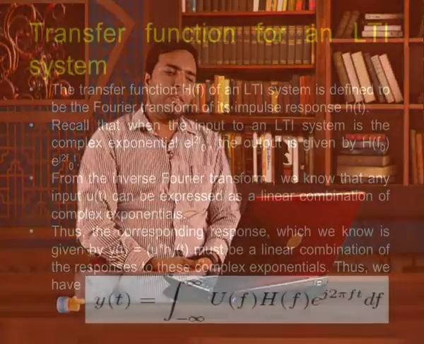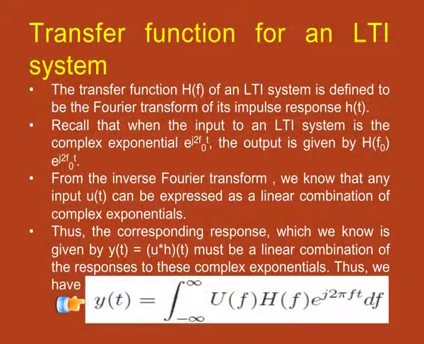Let us say u(t) is the signal in the time domain and U(f) is the Fourier transformation of the signal. In that case, the transfer function of the channel, H(f), and the Fourier transformation of the signal, U(f), will define the output of the system, which is y(t) equal to the integral from minus infinity to infinity of U(f) H(f) e to the power j 2 pi f t df. This is the representation we get if we recall the convolution formula.